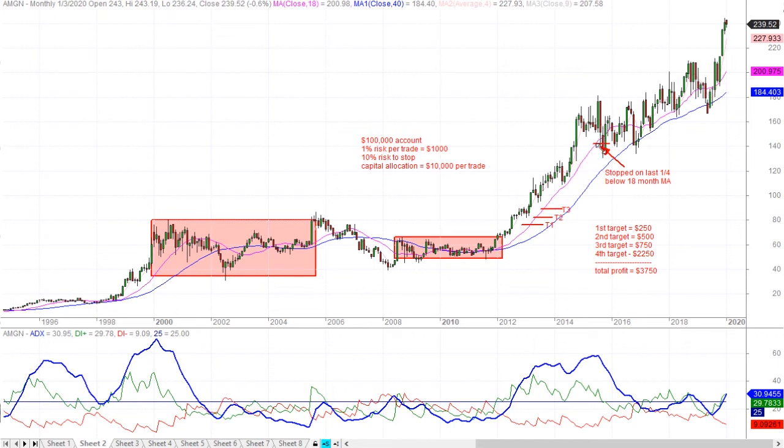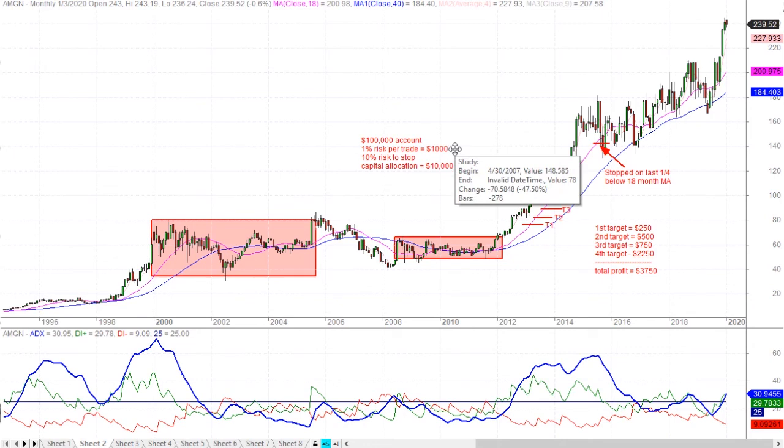And I usually give it a little bit of room. I don't want to put it right a penny underneath. It's a long-term line, so you give it some room underneath. In this case, I think you get stopped at around 142 or something like that. But because you trailed instead of just taking a target, it gave you the ability to have a much bigger win. So on the fourth target, you actually make $2,250. So when you add all this up, your total profit is $3,750 on an original investment of $10,000 and an original risk of $1,000.